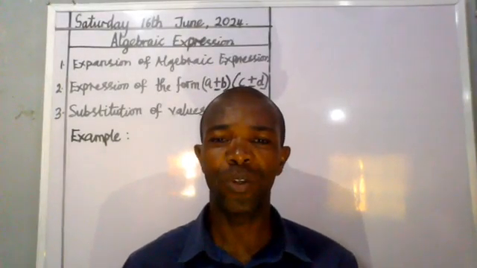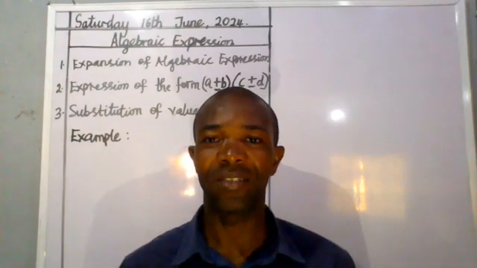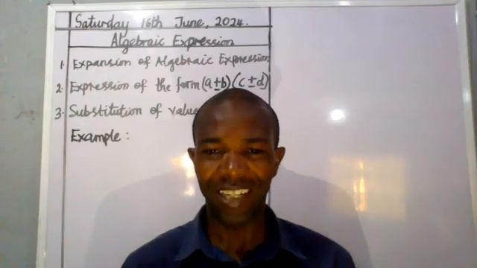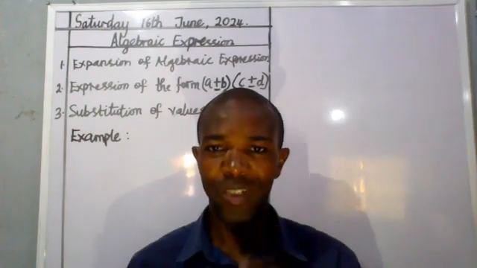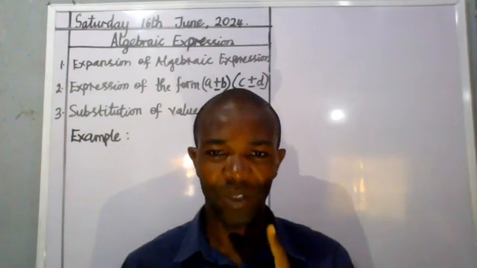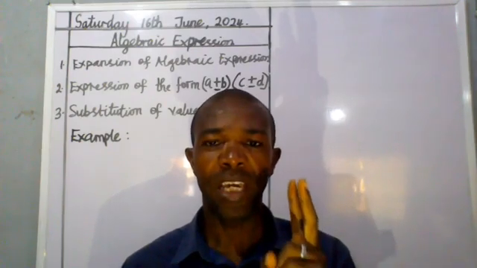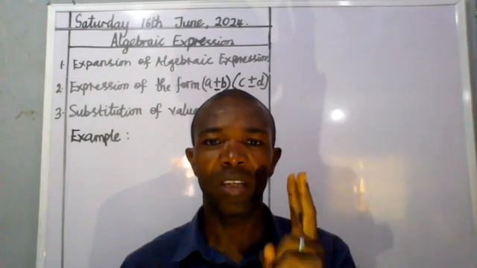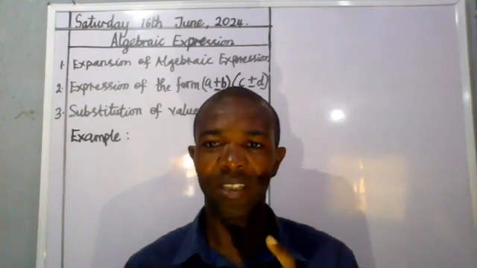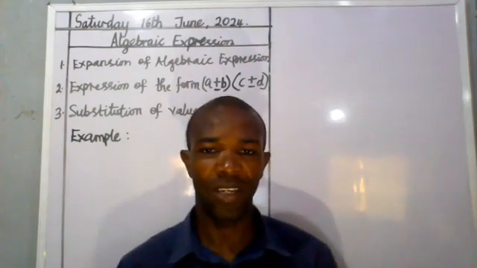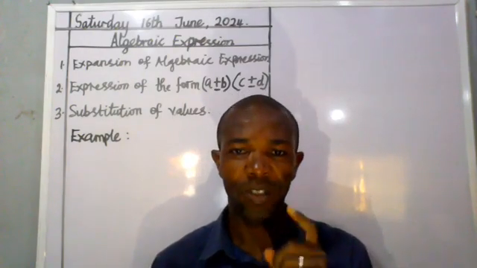In this class, we're going to be looking at an interesting topic in mathematics, and that topic is algebraic expression. In this algebraic expression, we want to consider three aspects. The first one is expansion of algebraic expression. The second one is expression of the form (A plus or minus B) into (C plus or minus D). And the third one is substitution of values. Okay? Now, let's go deep into it. The first one, expansion of algebraic expression.